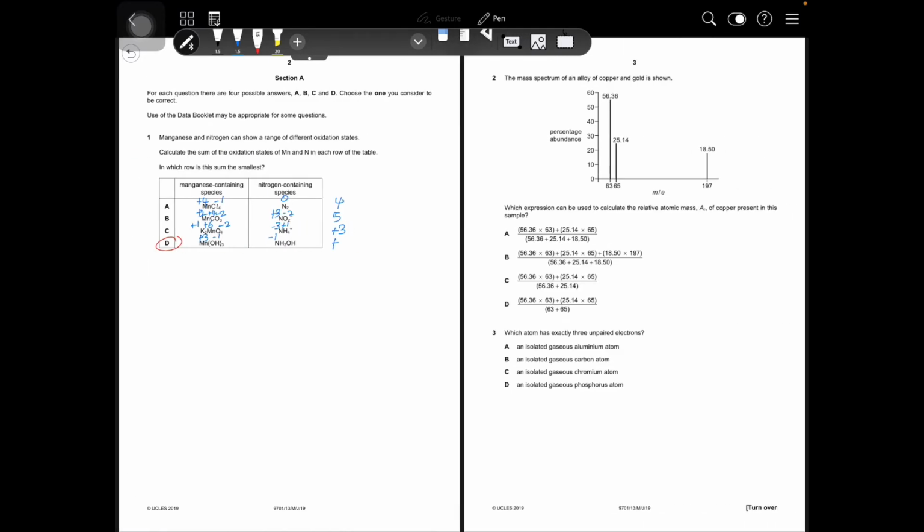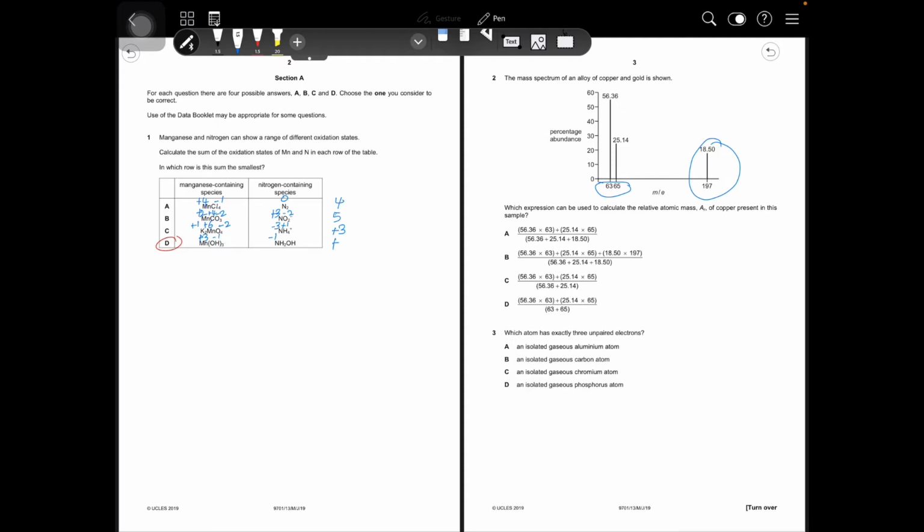The second question: the mass spectrum of an alloy of copper and gold is shown. Which expression can be used to calculate the relative atomic mass of copper present in the sample? In order to calculate relative atomic mass, we need to multiply the percentage abundance with the m/z value. And this value is definitely due to the gold. So we have only 63 and 65. This is the m/z value for copper.